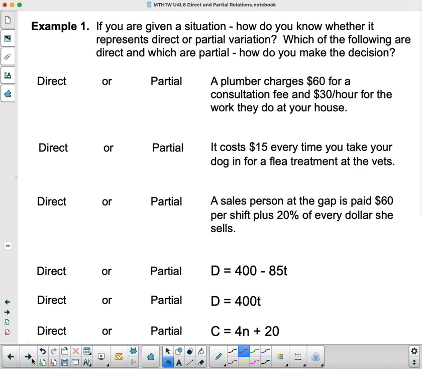All right, what do we got next? So example number 1. If you are given a situation, how do you know whether it represents a direct or partial variation? Which of the following are direct and which are partial? How do you make a decision? Okay, let's take a look.